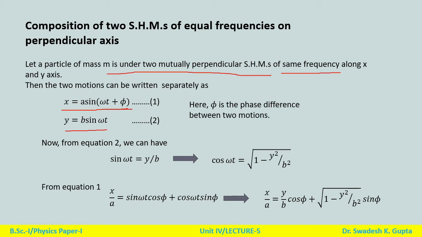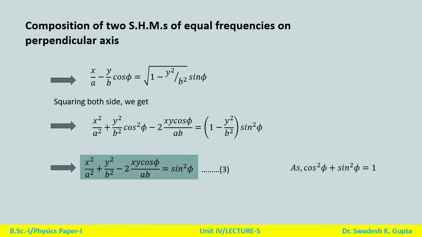So from equation 2 we can write sin omega t and cos omega t, and then we can put these values in equation 1 after expanding, and then we will get this. So after solving as given here, finally we will get this equation.